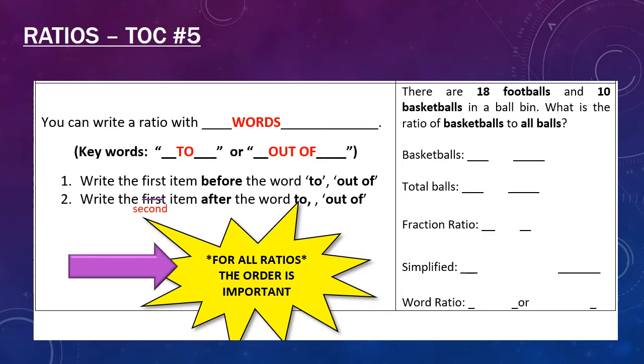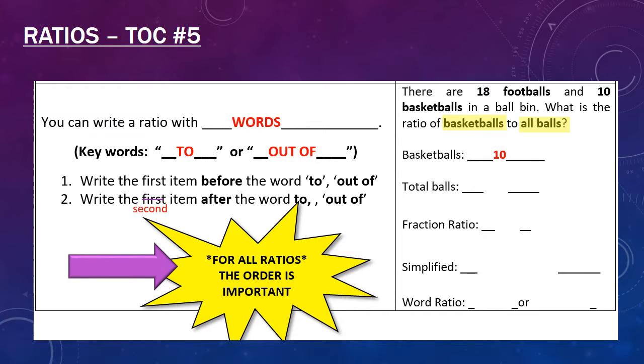For all ratios, the order that it's given to you when it asks for the ratio is important, because that tells you which number comes first, whether with fractions, with a colon, or when you're writing it with words. Look at the example on the right. There are 18 footballs and 10 basketballs in a ball bin. What is the ratio of basketballs to all types of balls? Even though they gave you footballs first in the problem, they're asking for basketballs. This is what we mean by the order matters.